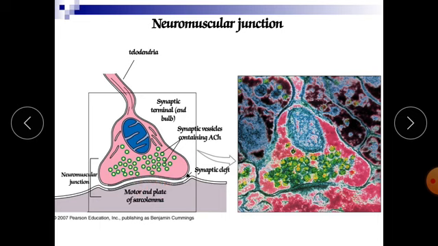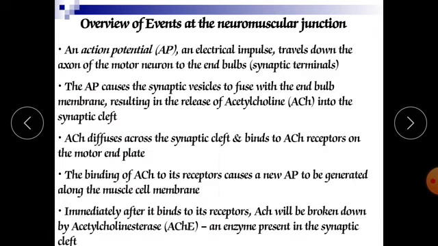In case of the muscarinic receptor we have five types of receptors, that is M1, M2, M3, M4 and M5. And in case of the nicotinic receptor we have two types of receptors, that is NM and ND. Now here you can see the binding of ACh to the receptors causes a new action potential to be generated along the muscle cell membrane.